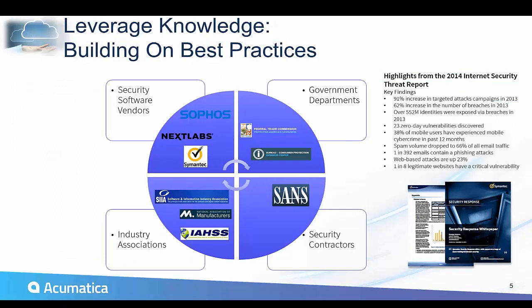The internet security industry does a regular report on all of the threats that are going on at any given point in time. Now, the 2014 Internet Security Threat Report made a couple of key findings. I could go through these one by one, but I'm just going to pick a couple. Let's just look at the first two. A 91% increase in targeted attacks in 2013. That's targeted attacks through phishing, through social engineering, those kinds of things.